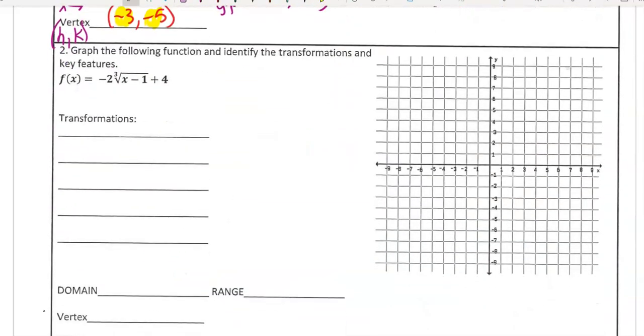Number 2, graph the following function and identify the transformations and keywords. First things first, there's a negative here, and that negative tells me we are going to be reflecting over the x-axis. Next here we have a 2, and that number is larger than 1, so we're having a vertical stretch.